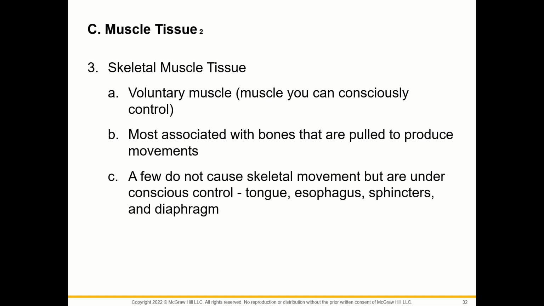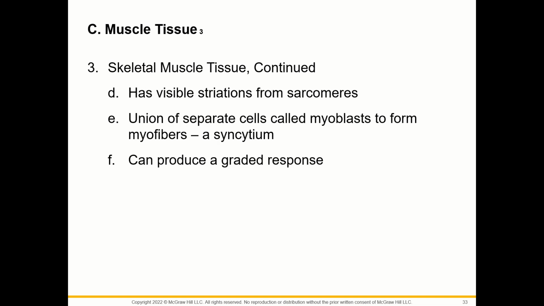We often call this somatic. Skeletal muscle tissue is mostly associated with the bones that are pulled to produce movements. A few skeletal muscles do not cause skeletal movements, but are under conscious control anyway, such as the tongue, the esophagus, the sphincters, and the diaphragm. Skeletal muscle tissue has visible striations from sarcomeres, which is the layout of the contractile proteins.